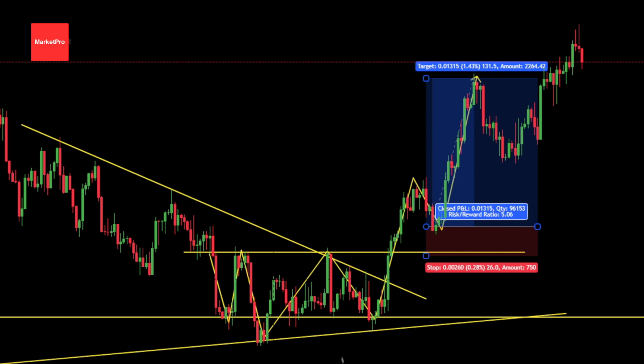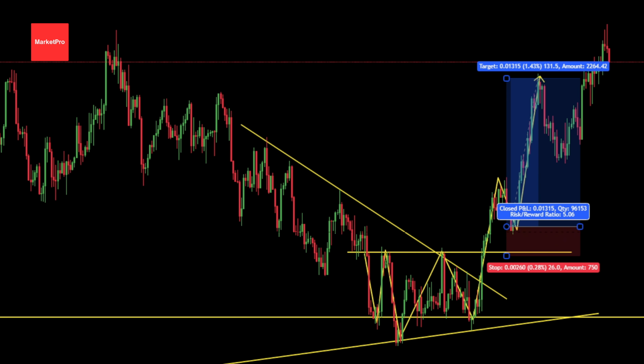Support and resistances are such a key part of trading. If done correctly, they can be extremely powerful.